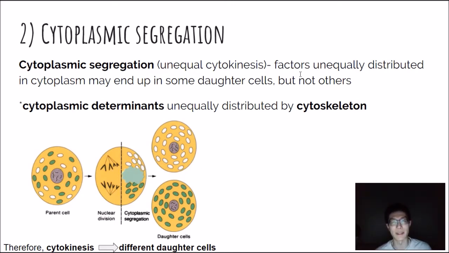Unequal cytokinesis is when specific factors found within the original parent cell are unequally distributed in the daughter cells. If we look over here, the white factors become part of one daughter cell but not part of the other, and that can ultimately create variation in cellular fate. Cytoplasmic determinants are unequally distributed, often by the cytoskeleton, and therefore cytokinesis can lead to different daughter cells. So again, factors are unequally distributed in the cytoplasm, and they may end up in some daughter cells but not others.